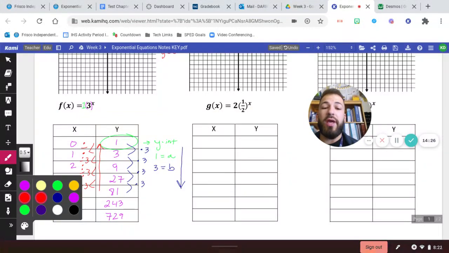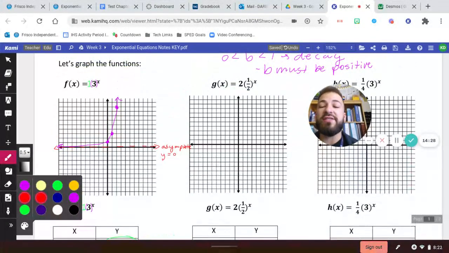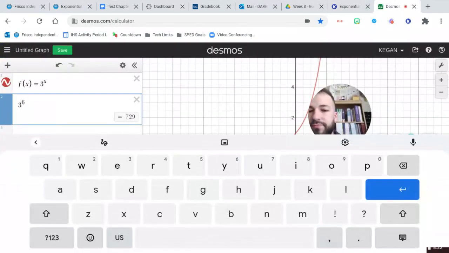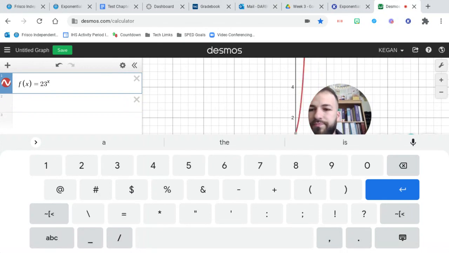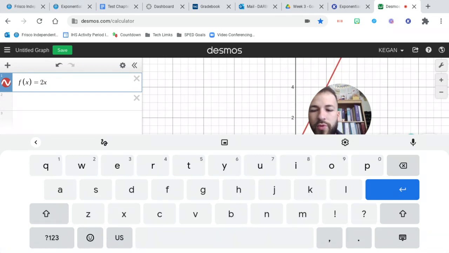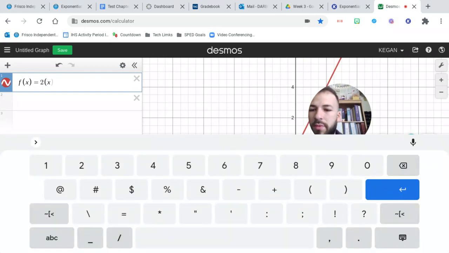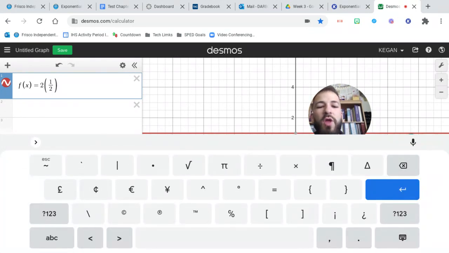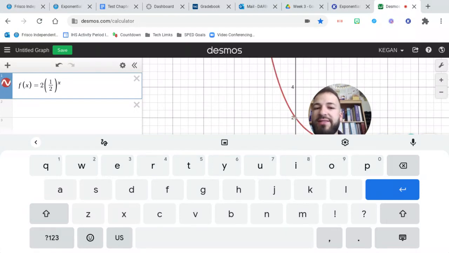Let's look at another one. Okay? So over here we have g of x is equal to 2 times 1/2 to the x. Okay? So same thing. We're going to put it over here in our Desmos calculator. So we have 2, parentheses, 1 divided by 2, and then we want to raise it to the power of x.